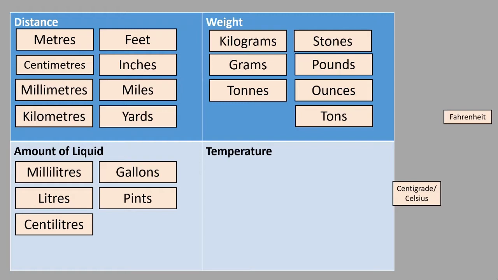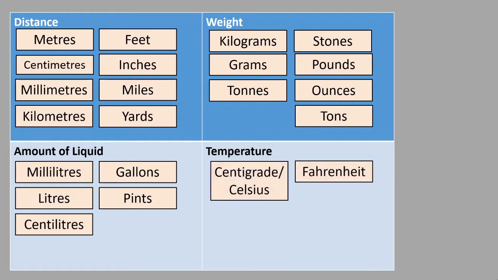We're left with Fahrenheit and we're left with centigrade/Celsius. Centigrade and Celsius, 2 different names for the same thing. Centigrade and Celsius are just two different names. I will talk about why there are two different names very shortly, but both of those nicely are units of temperature.